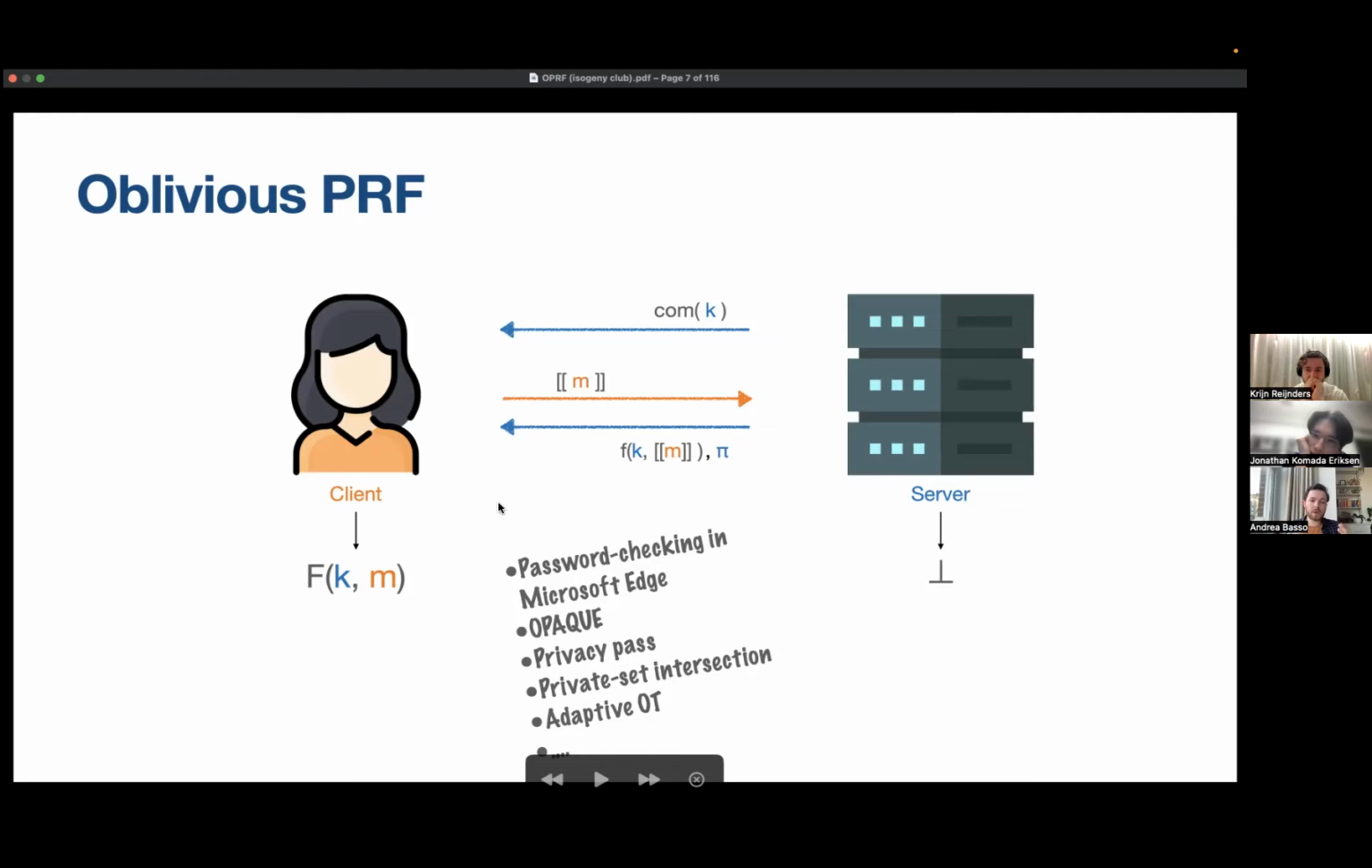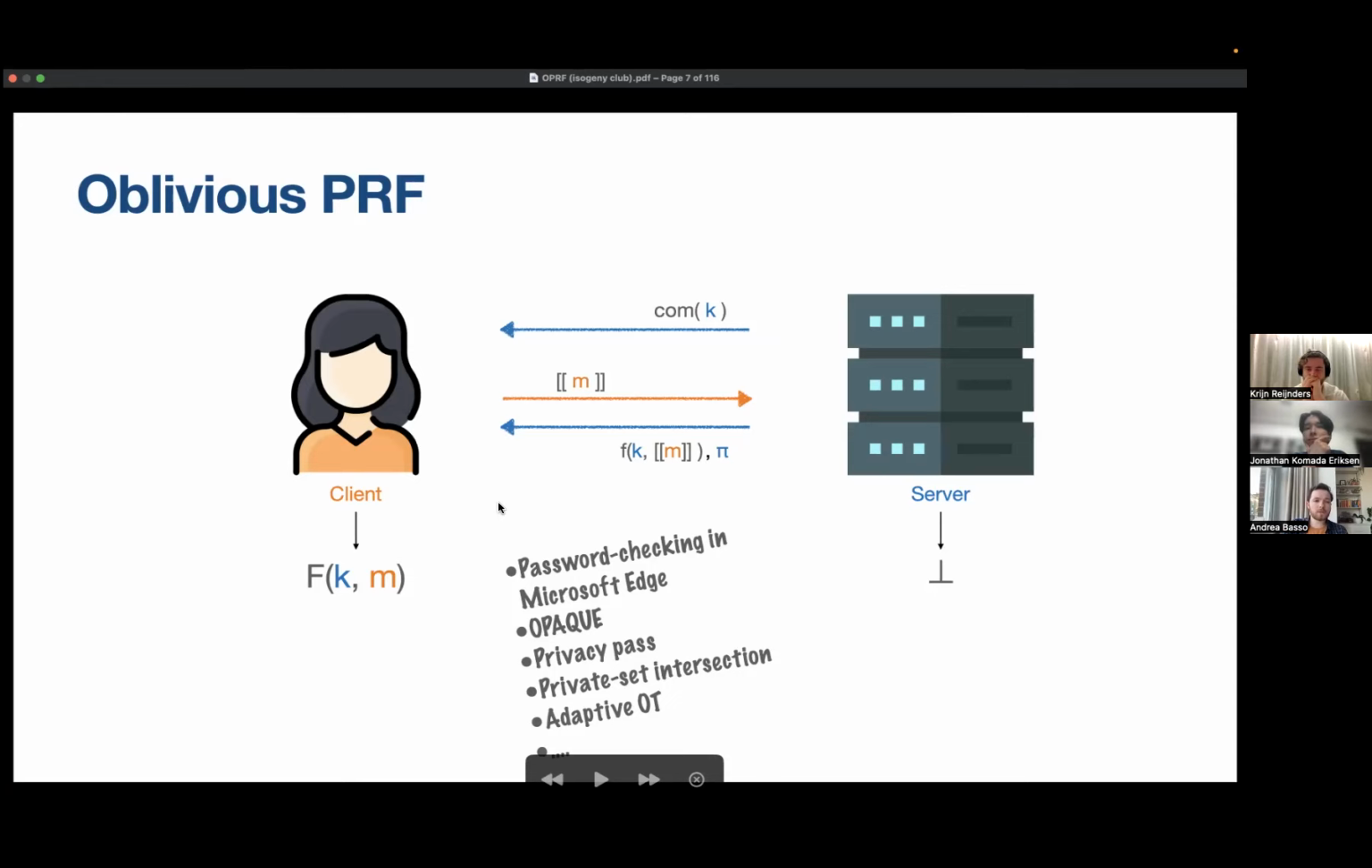So OPRFs can be a solution in that case, because in order to evaluate the pseudorandom function on a message, it requires that the client interacts with the server. So as long as the server does not allow too many interactions, this prevents any sort of brute force attack. And at the same time, we need this to be oblivious so that we have no leakage and the value that we are hashing doesn't get revealed to the server.